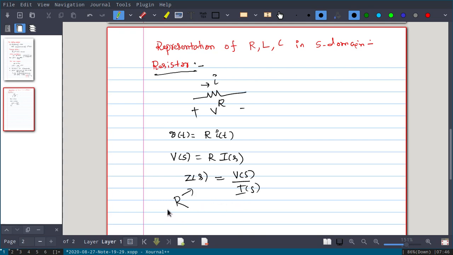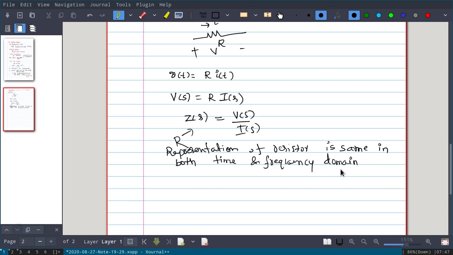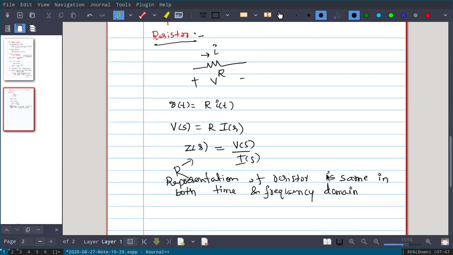And what we note down is that the representation of the resistor is the same in both domains. The R will not change; the same R remains here also. In the time domain it is R, and in the complex frequency domain it is also R only. It is the same in both time and frequency domain. So we can easily operate on resistance in the S domain also. No change is required, we can directly use it. Okay, that is about the resistor.